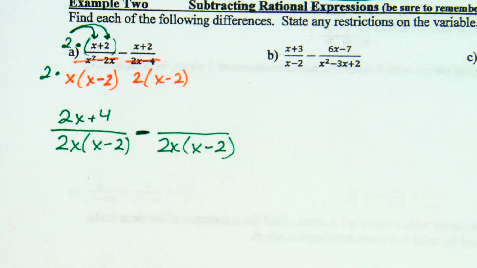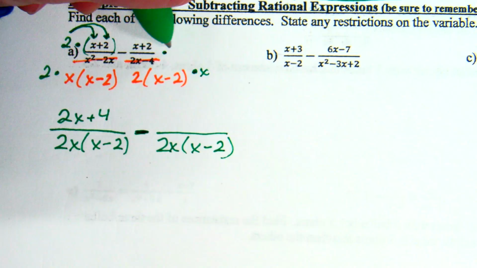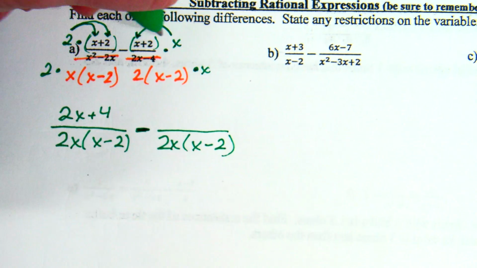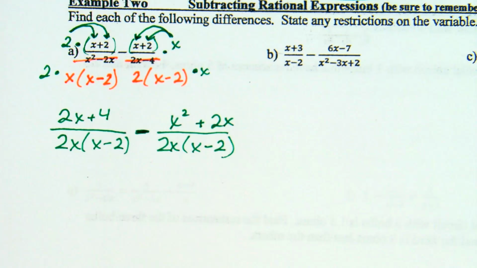Okay, second fraction. It's 2x minus 2 is my common denominator. We had 2x minus 2. What are we missing? An x. So, if we have to multiply by x on bottom, got to multiply by x on top. Again, how talented are you feeling? Can you go ahead and multiply by x? X times x makes it x squared. 2 times x makes it plus 2x. Okay. We have that common denominator.